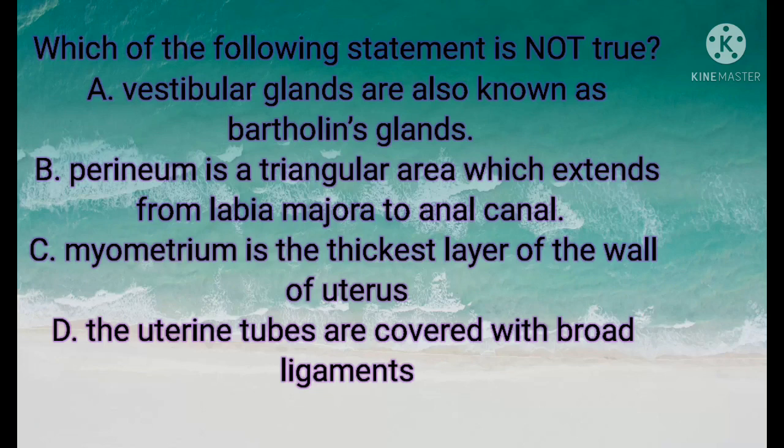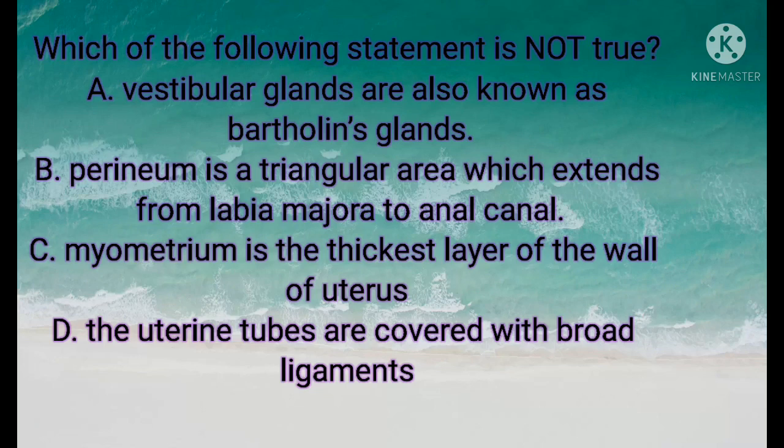The next option, the perineum is the triangular area which extends from the labia majora to the anal canal. The third option, the myometrium is the thickest layer of the wall of the uterus. And the last option, the uterine tubes are covered with the broad ligament. In this case, we have to find the not true, that is, the incorrect statement.